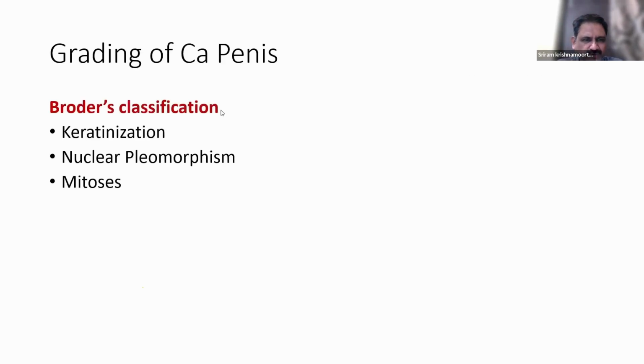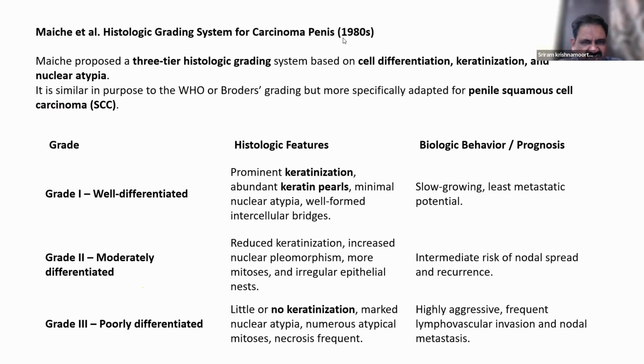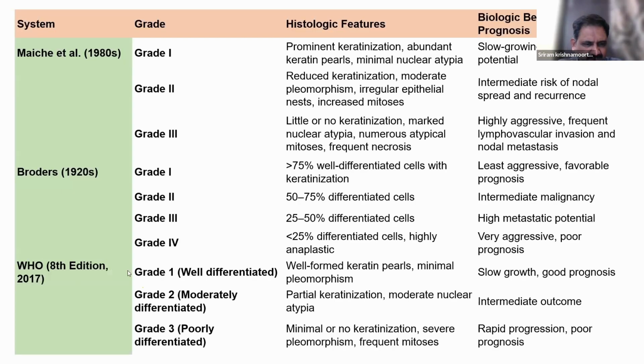So basically, you should know one broader classification, Maichi et al.'s classification. Both are historical now. What we have is actually the WHO classification, which is well differentiated, moderately differentiated, and poorly differentiated. There is G1, G2, and G3. Okay, this is the widely followed these days.